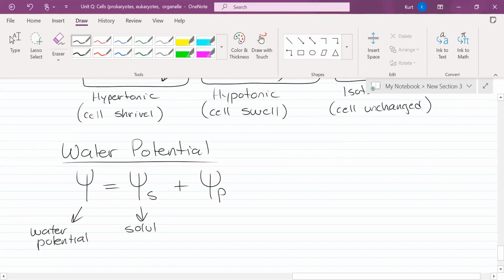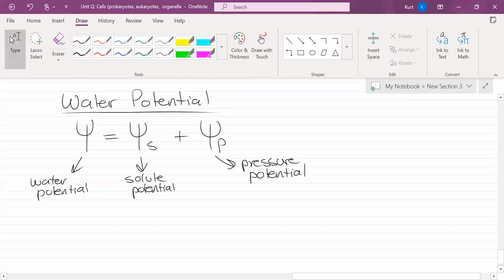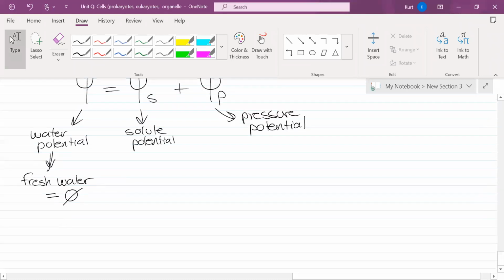Psi S is solute potential, and psi P is pressure potential. Now, I want to clarify a few things here. If I say I had fresh water, are there any solutes in that water? No. So fresh water's water potential, or they might call it pure water, is going to equal 0. Pure water or fresh water has a water potential of 0.